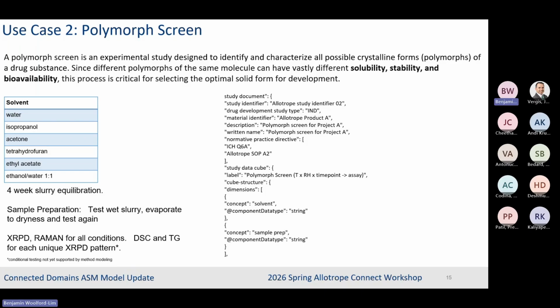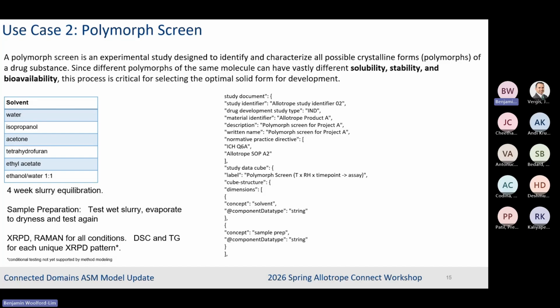as another study parameter, it's a little bit different because here the sample preparation is actually a variable that you're changing. You look at it wet, and then you dry it to see perhaps if you had a solvate or a hydrate before, and you dry it now to an anhydrous form, so you pick up all that information.